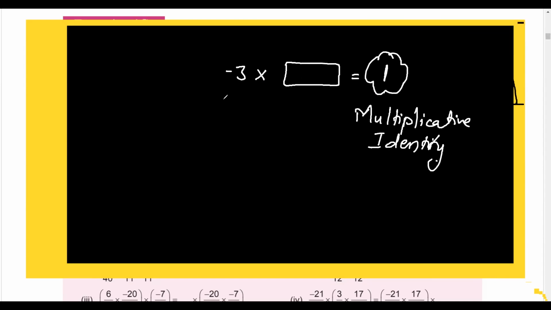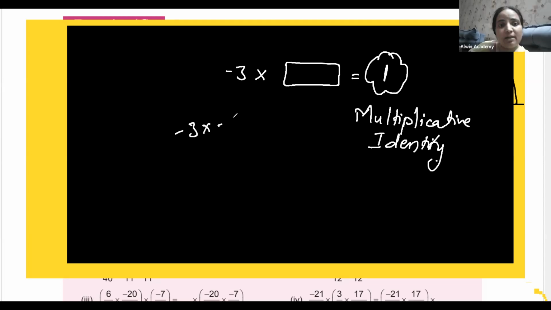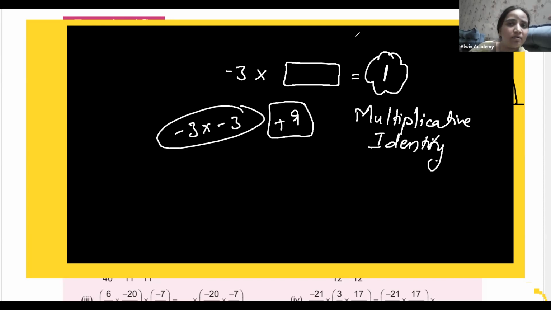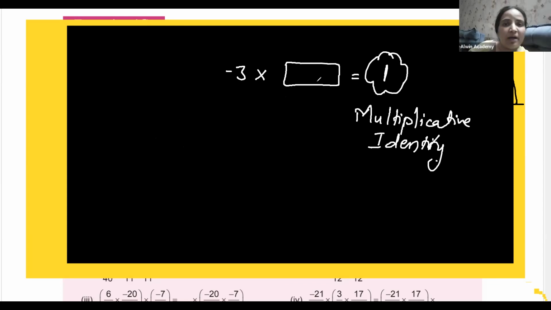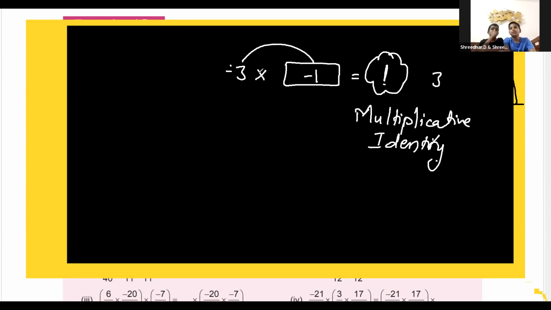Tell me, Samihan. Ma'am, -3. Say if you multiplied -3, you will get positive 9. How would you get 1? Ma'am, -3 into -1. Into -1 would give you 1. 3 times 1 is 3, beta. And negative would be cancelled. You get a positive 3.